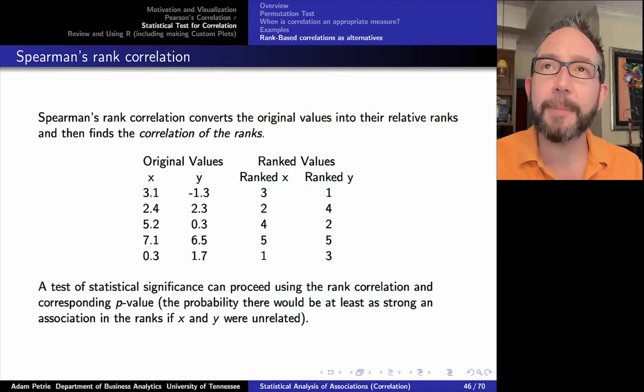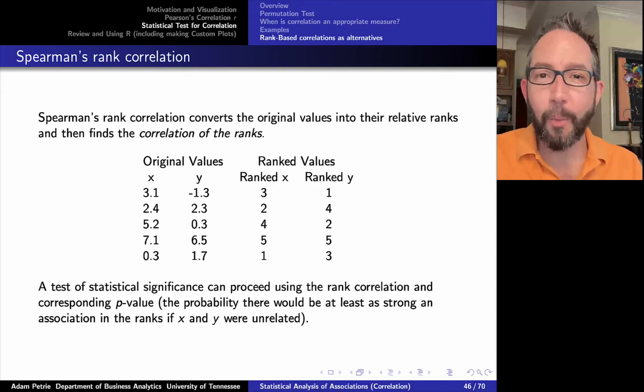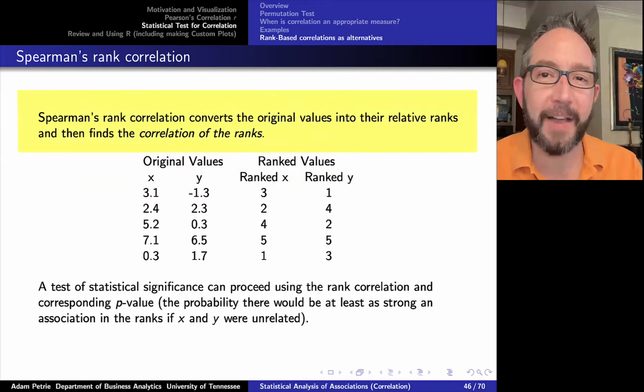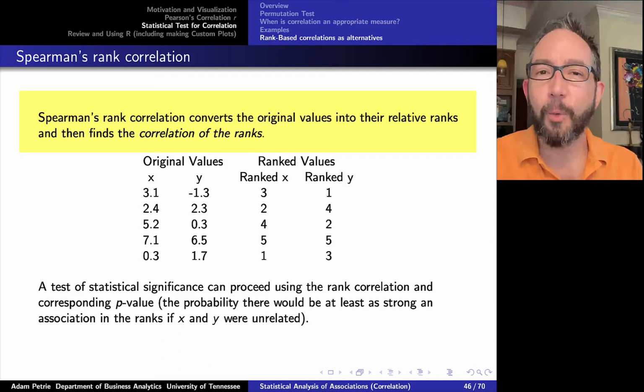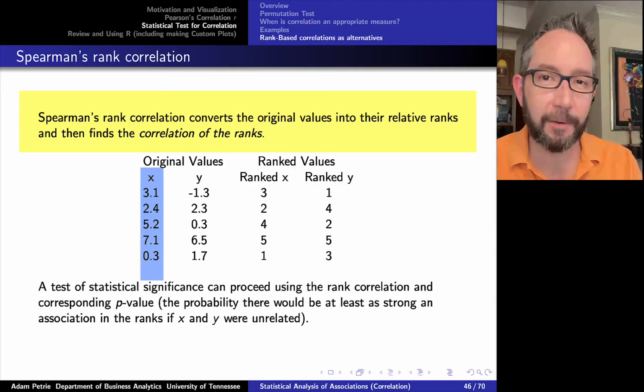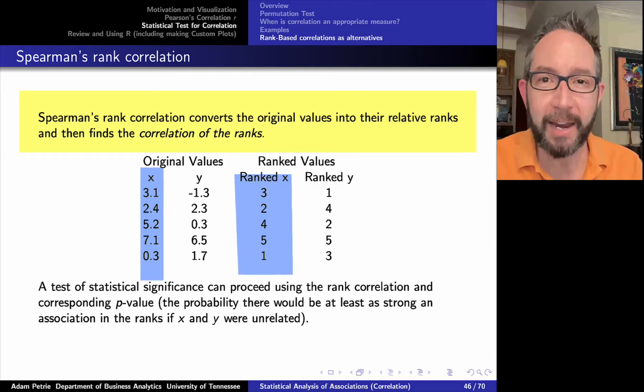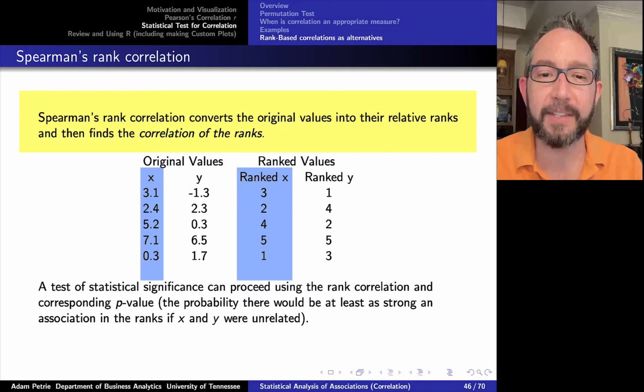So, how does Spearman's rank correlation work? Well, it actually takes the original data values and performs kind of a cool trick to perform the analysis. What it does is it looks at the original data values and replaces those original data values with the ranks of how big or small they are in the data.